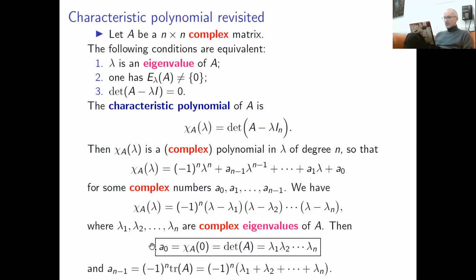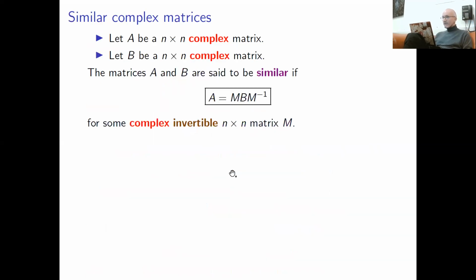And as I already mentioned, this coefficient is nothing but the trace of a matrix multiplied by -1 to the power of n. Okay, so again, this is absolutely the same as for real matrices, but a little bit simpler. Why simpler? Because now there's no difference between eigenvalues and roots of the characteristic polynomial. It's just the same thing. Okay, good.